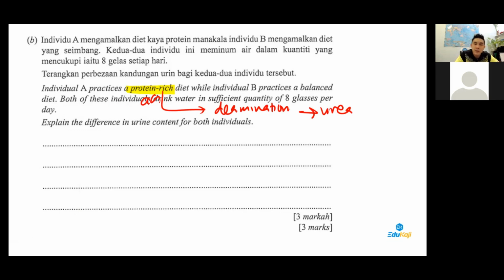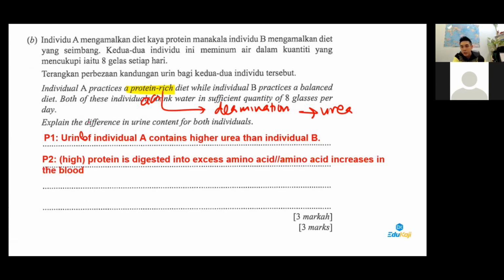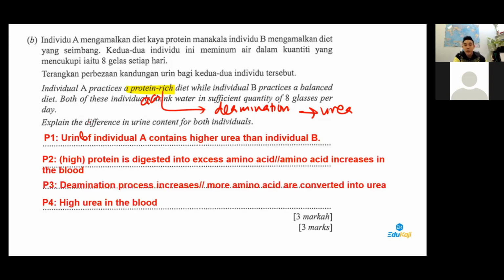Is there anything else? Okay, look. So the urine of individual A has more urea. Why? After digestion, amino acids will undergo deamination to form the urea. And of course, it will be excreted. Okay. All right.